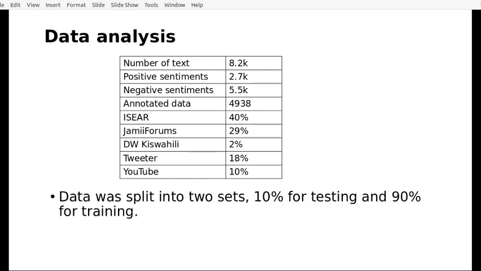And here we show the data analysis. The total number of texts was 8.2 thousand, and among them positive were 2.7 thousand and negative texts were 5.5 thousand, and those which we extracted from different social media were 4.9 thousand, and we also show the distribution or the ratio of the extracted data. After cleaning the text, we split the data into two sets, 10% for testing and 90% for training.